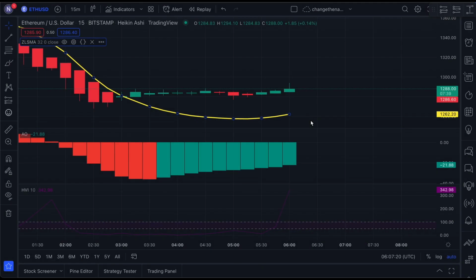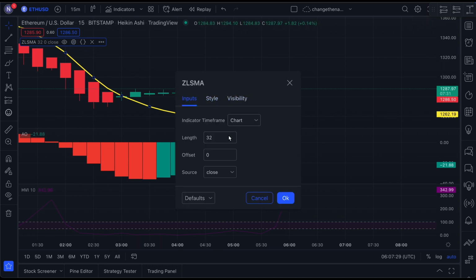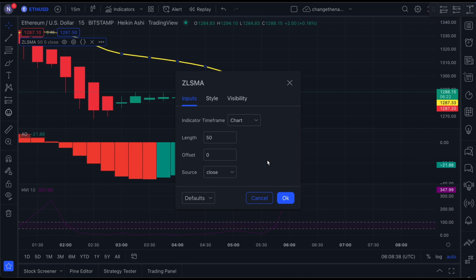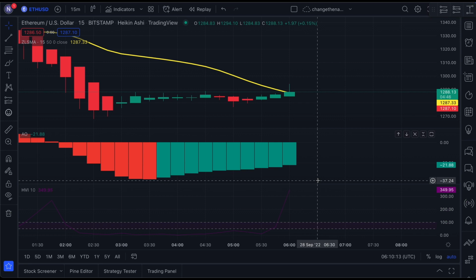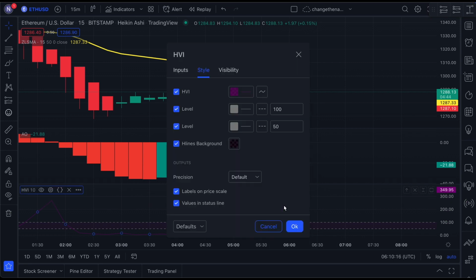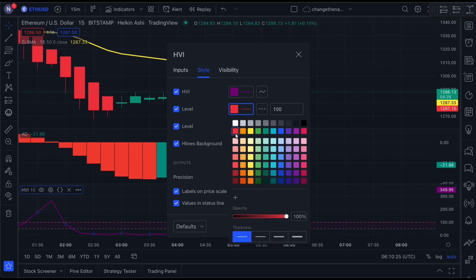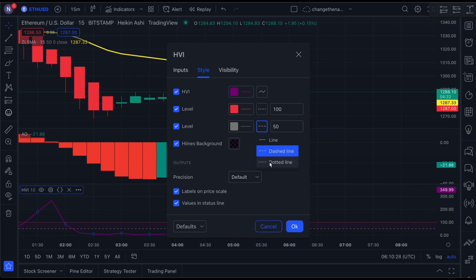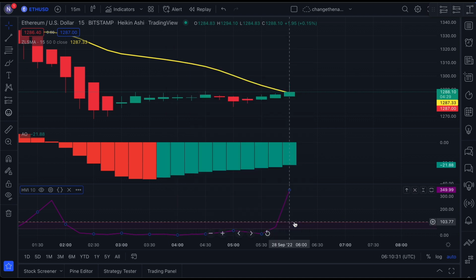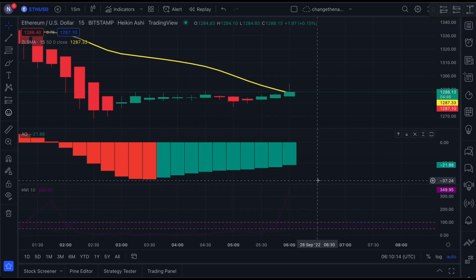Alright, now we need to change the settings on some of our indicators. So let's first access the settings on Zero Lag SMA and change the length from 32 to 50. We're also going to change the indicator timeframe. And the second step will be to make this volume indicator more visible. Okay, with our strategy now set up and ready to go, let's get into the trading rules.